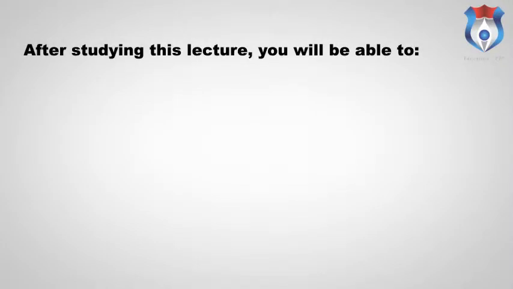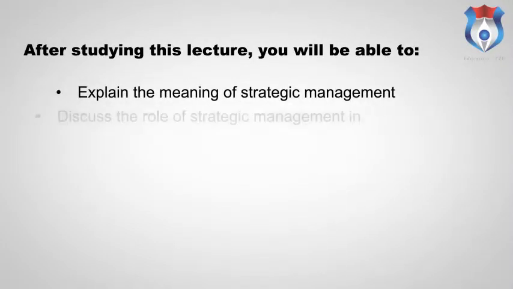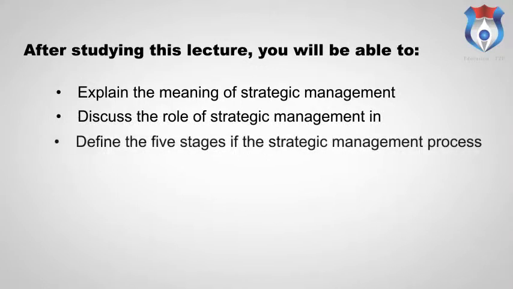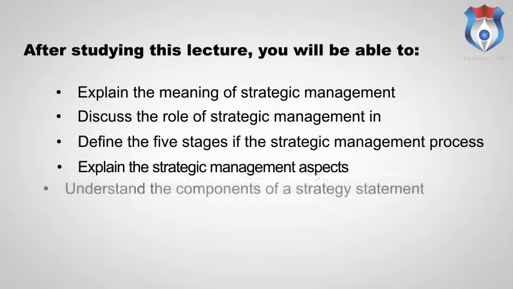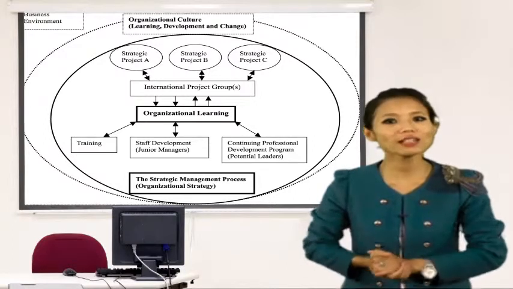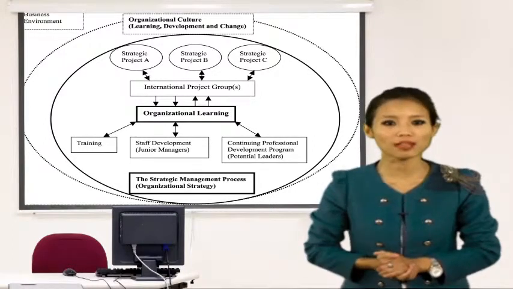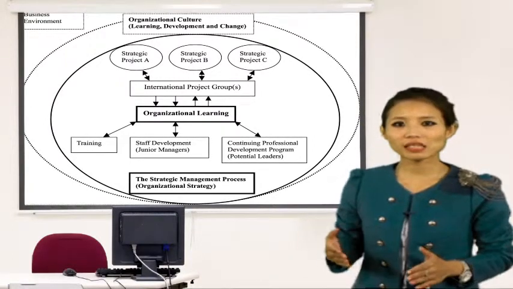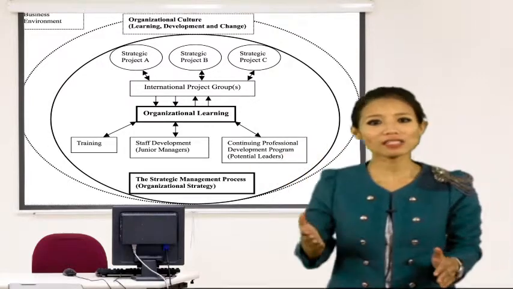Following objectives. Explain the meaning of strategic management, discuss the role of strategic management in business, define the 5 stages of the strategic management process, explain the strategic management aspect, understand the components of a strategy statement. Introduction. Now let us know more about strategic management. Let us see this video for understanding the topic.